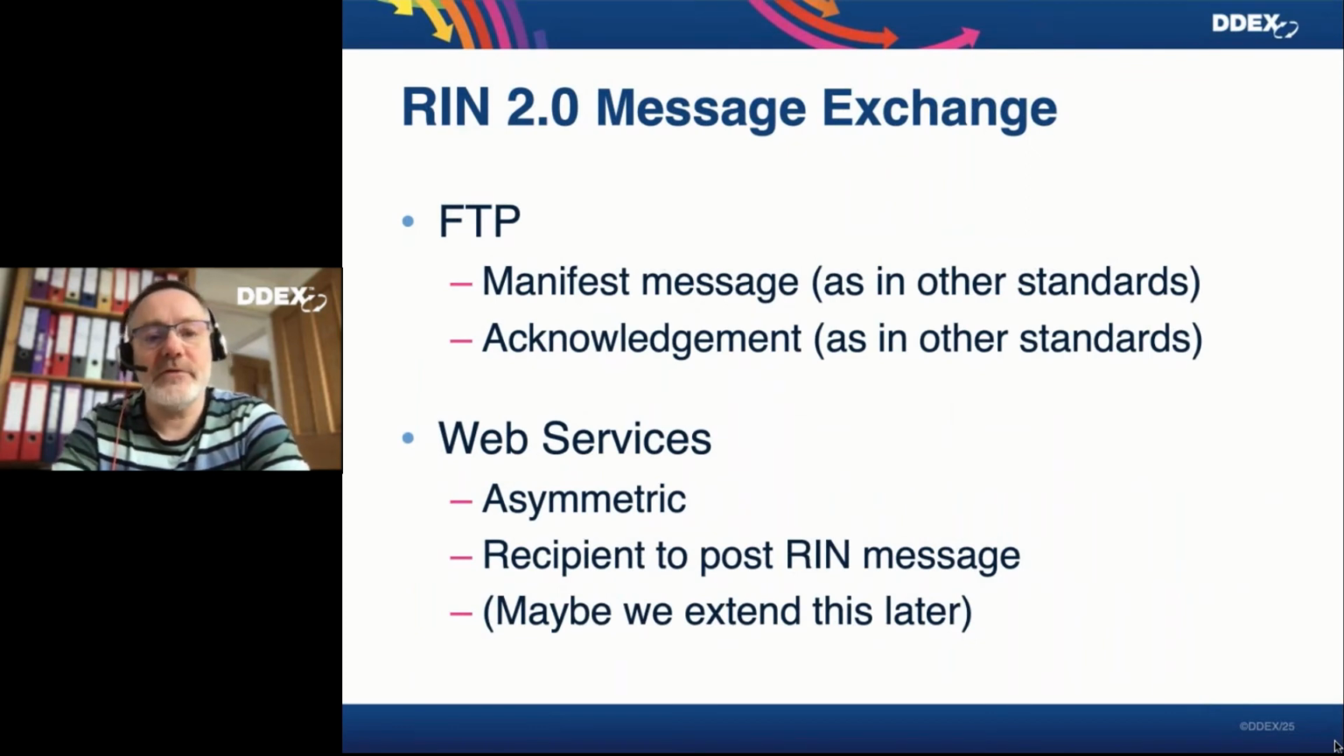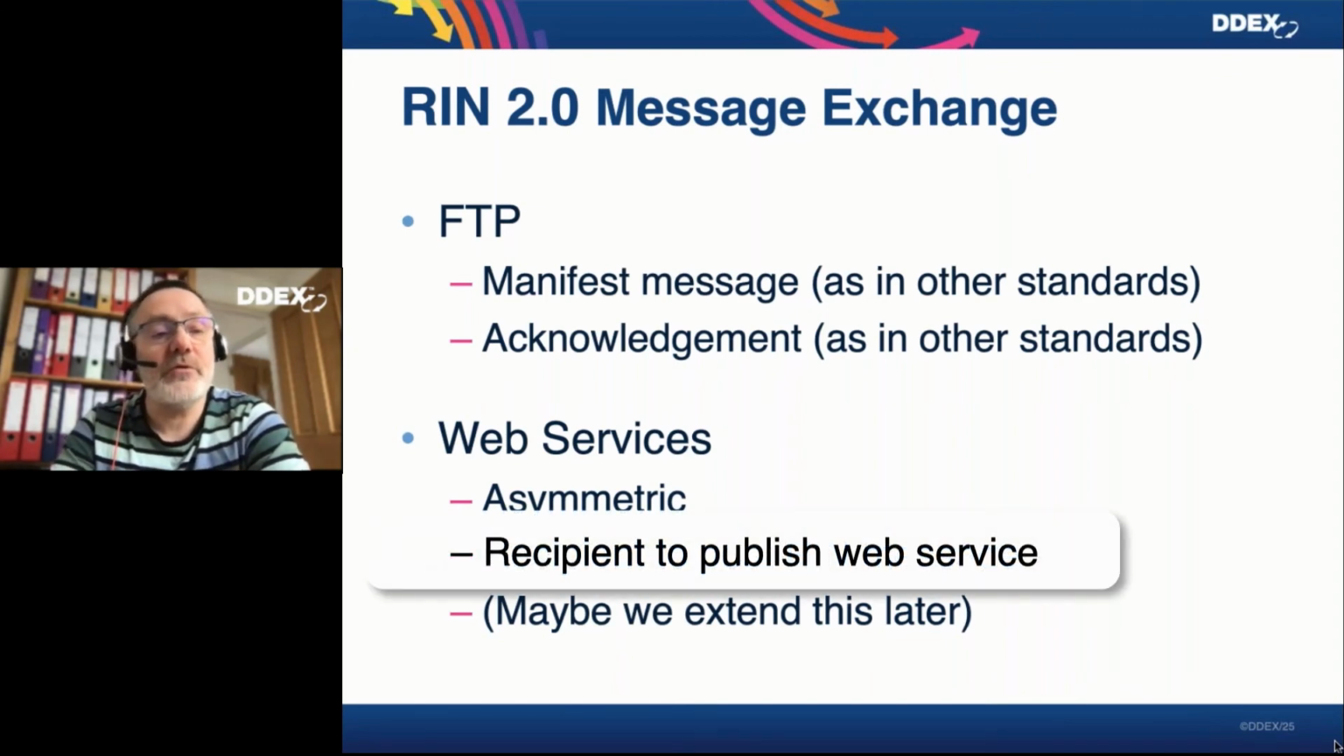For that, we have different message exchange mechanisms, and as usual, the music industry still thrives off FTP. So RIN can be sent using FTP manifests, and acknowledgements have therefore been added to the RIN standard itself, and they're basically the same as in all the other messaging standards. But we also have a web service which is asymmetric, where the recipient of the RIN message publishes a web service and the sender simply calls the recipient's web service, saying, here is another message that I have.